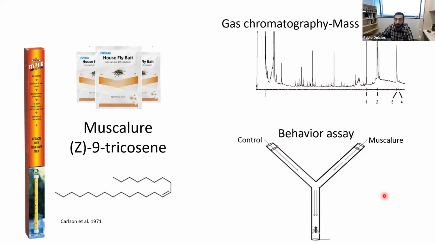So here I'm just showing you an example of a Y maze where a fly is introduced to the bottom, and you see if the fly goes to the control chamber or the chamber housing the odorant of choice, as a sort of measure of their relative preference for that candidate compound.